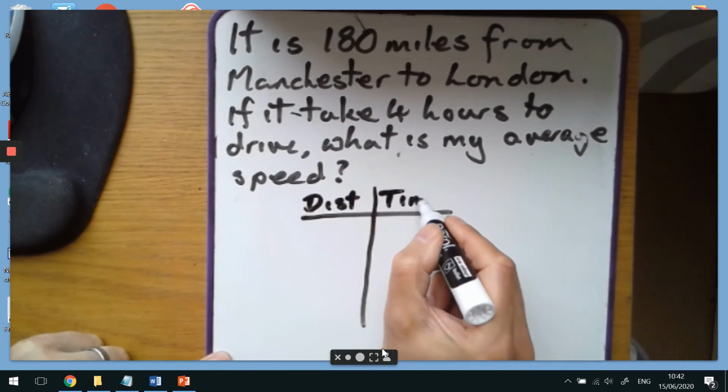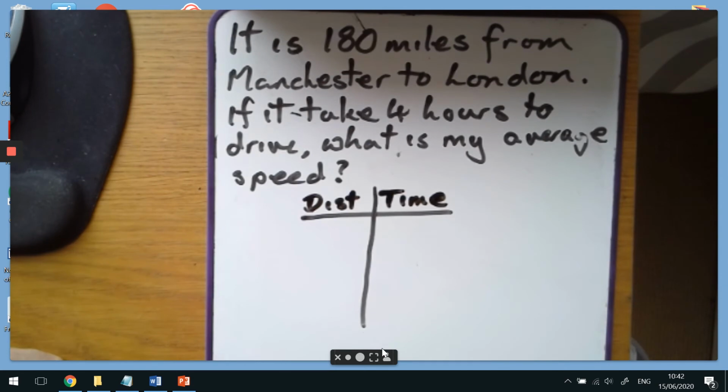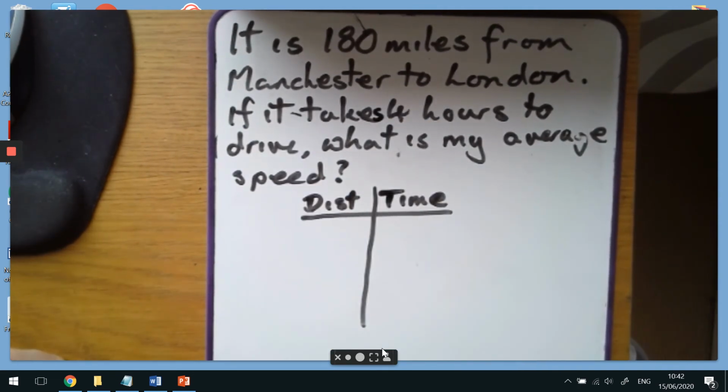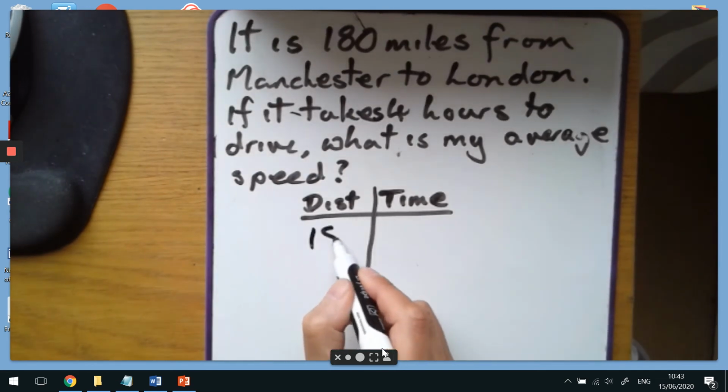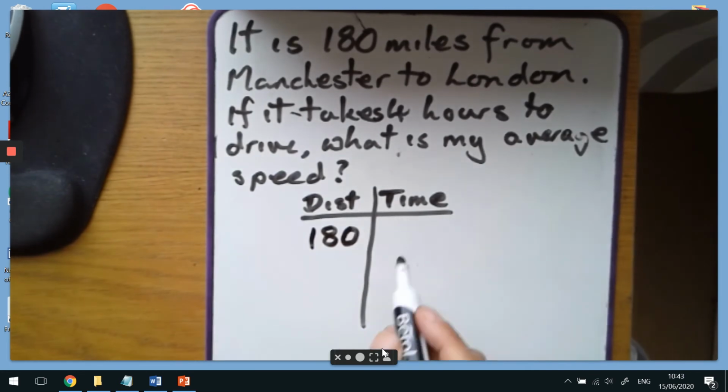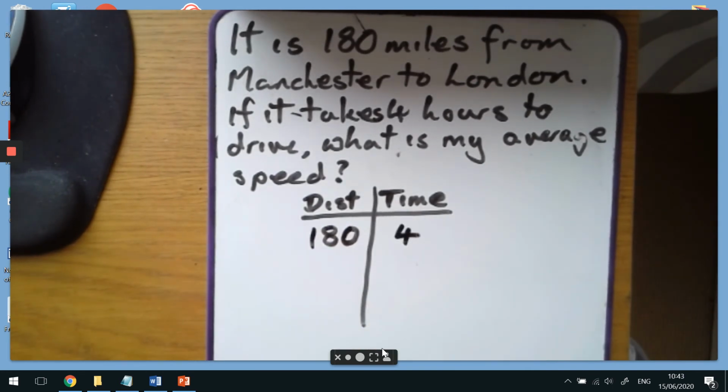Careful to read the question nice and carefully. It's 180 miles from Manchester to London. If it takes 4 hours to drive, what is my average speed? Okay, so let's just have a little think about this. The 180 miles takes 4 hours. That's what the question's telling me. I want to know my average speed. This is maybe the trickier one.